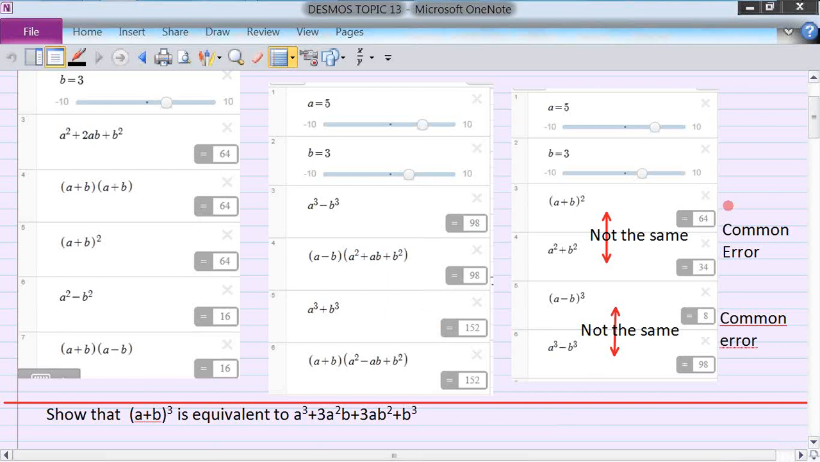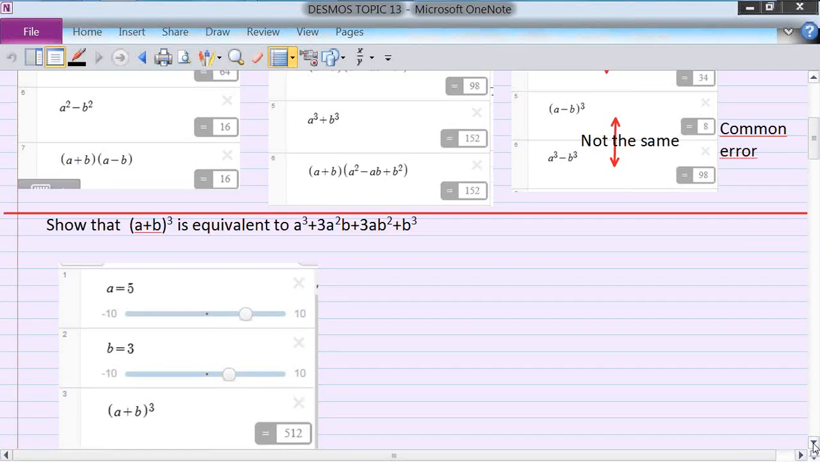Okay, so now in this case over here, I've just shown some common errors that you can make. Often people write a plus b squared, a plus b bracket squared, is a squared plus b squared. Well, of course, that's forgetting about the middle term 2ab. So these two numbers are not the same. Similarly, a minus b cubed does not equal a cubed minus b cubed. And so this number is not the same as that. So it's a way of verifying that you're factoring things correctly.